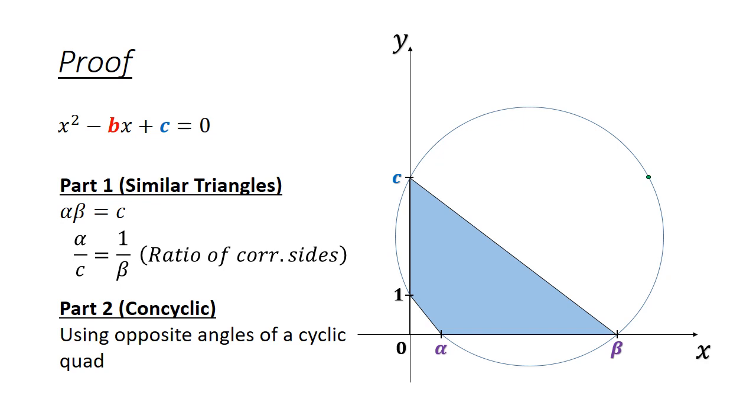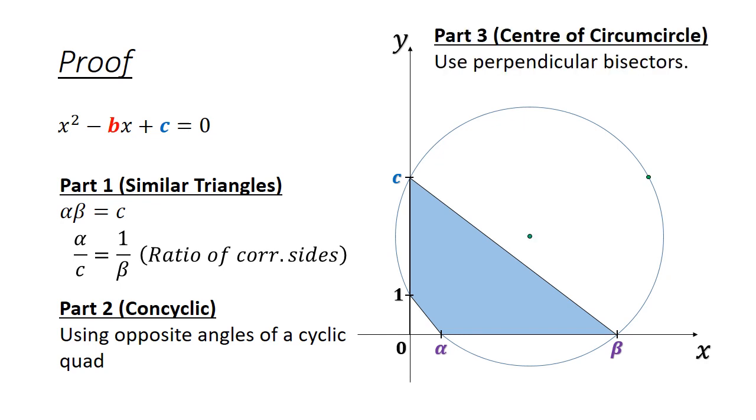However, we're still not done. We still need to show that (b, c) lies on this circumcircle. So the strategy here is to first find the center of the circumcircle. This can be done by using perpendicular bisectors. The first line segment that we want to bisect is the line segment connecting the two roots alpha and beta. This perpendicular bisector is shown with this red dashed line. This vertical line passes through the center of the two roots.